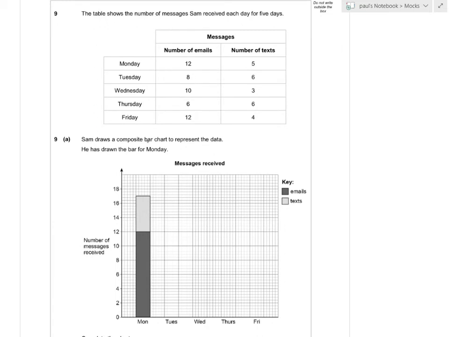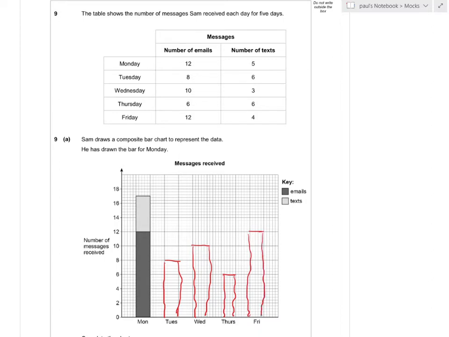Right, Sam draws a composite bar chart to represent. Draw Monday, brilliant, right? So we've got to draw Tuesday. So texts is light grey. Emails is dark. So emails is 8 on Tuesday. Yeah, this won't be very good. 8 on Tuesday. 10 emails on the Wednesday. Thursday, 6 emails. I can't draw straight lines on this tablet. Friday, 12. Oh no, all the way up there. 12.